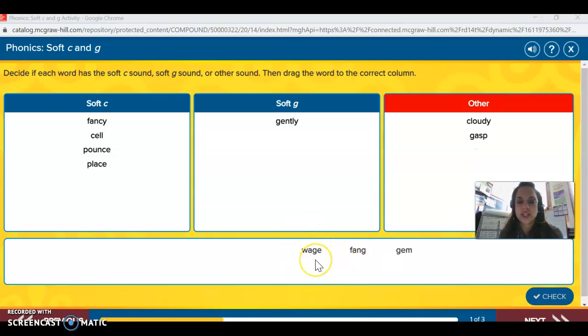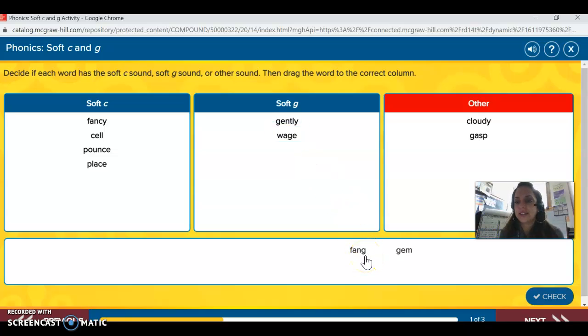Here's a word with a G. Is this G followed by a what? You got it. An E, I, or Y? J. And also, again, that E is the magic E and makes that A say its name. Wage.